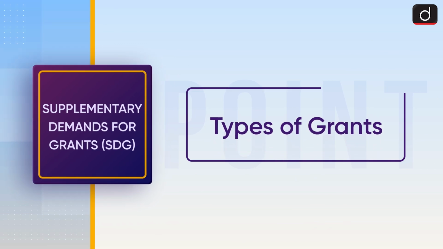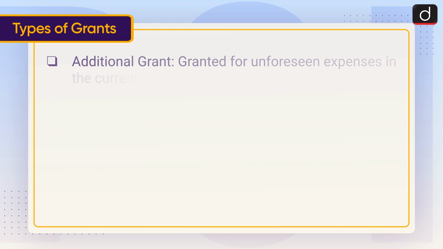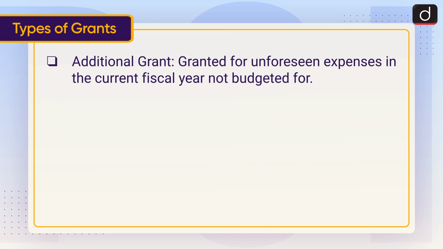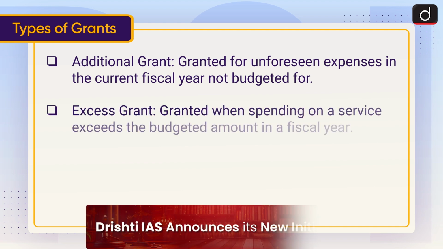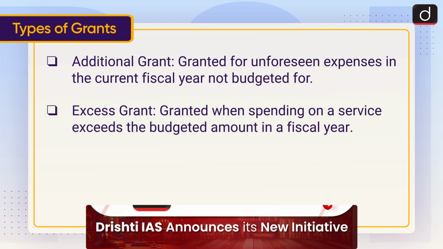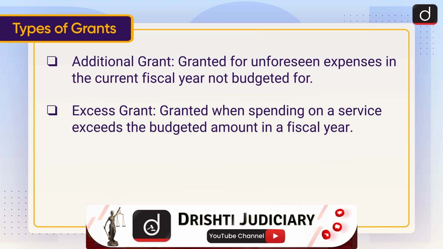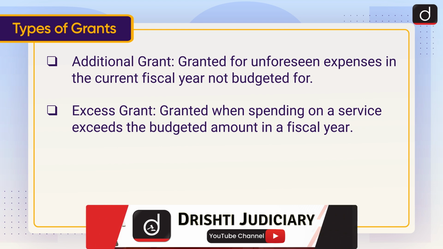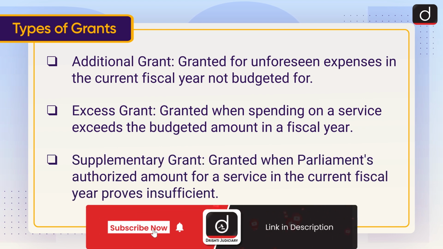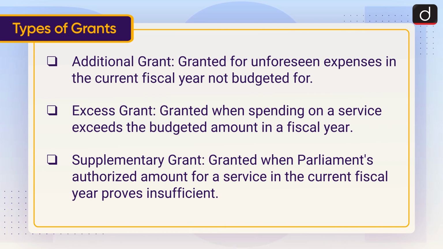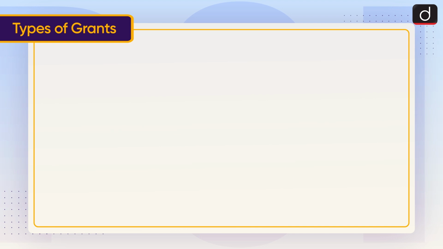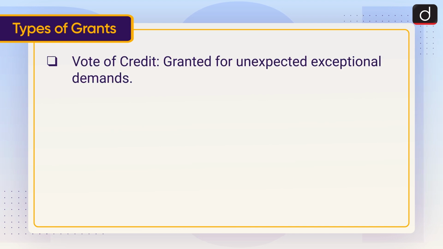Now let's discuss types of grants. Additional grant: granted for unforeseen expenses in the current fiscal year not budgeted for. Excess grant: granted when spending on a service exceeds the budgeted amount in a fiscal year. Supplementary grant: granted when Parliament's authorized amount for a service in the current fiscal year proves insufficient. Vote of credit: granted for unexpected exceptional demands.